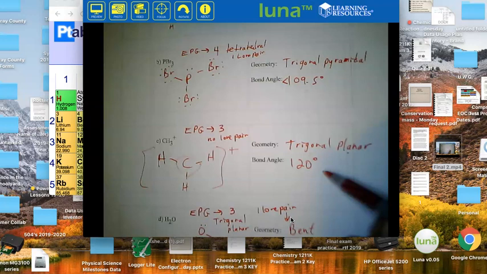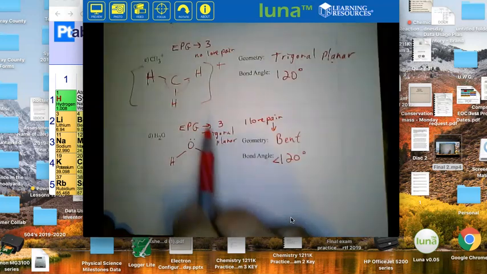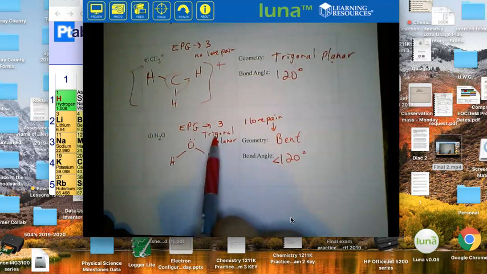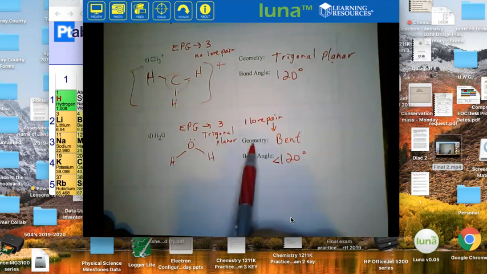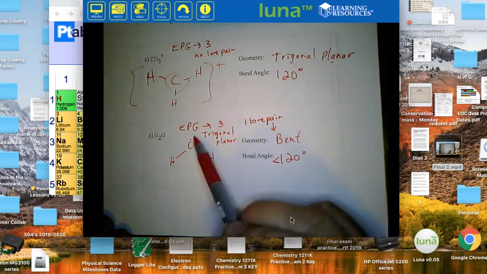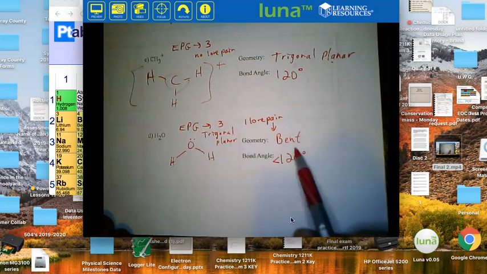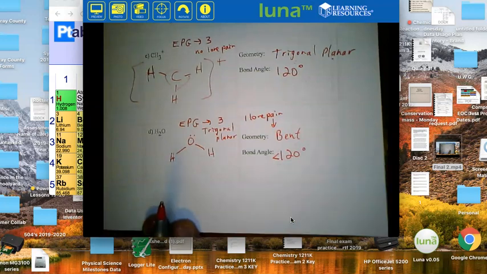And then for water, here we have 3 electron pairs. If it didn't have a lone pair, it would be trigonal planar for electron pair geometry. But the molecular geometry is going to be different because it has the lone pair. It's going to be bent. So the bond angle is going to be less than 120 degrees.